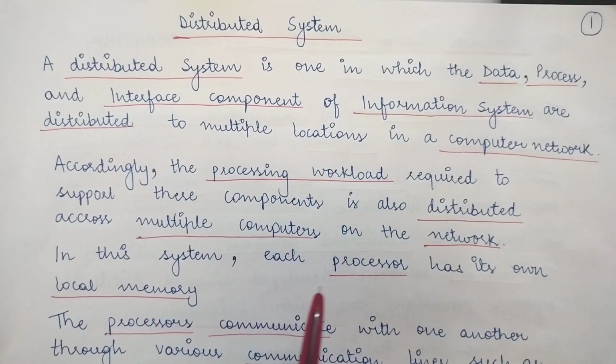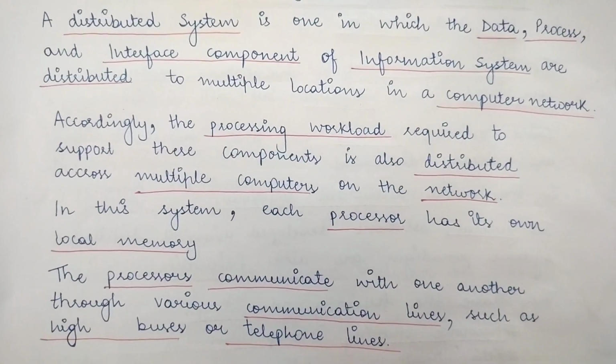In this system, each processor has its own local memory. So there are several processors. We are not relying upon a single processor to do the processing task. There are multiple processors distributed across multiple locations or multiple computers, and each of these processors has its own local memory. The processors communicate with one another through various communication lines.